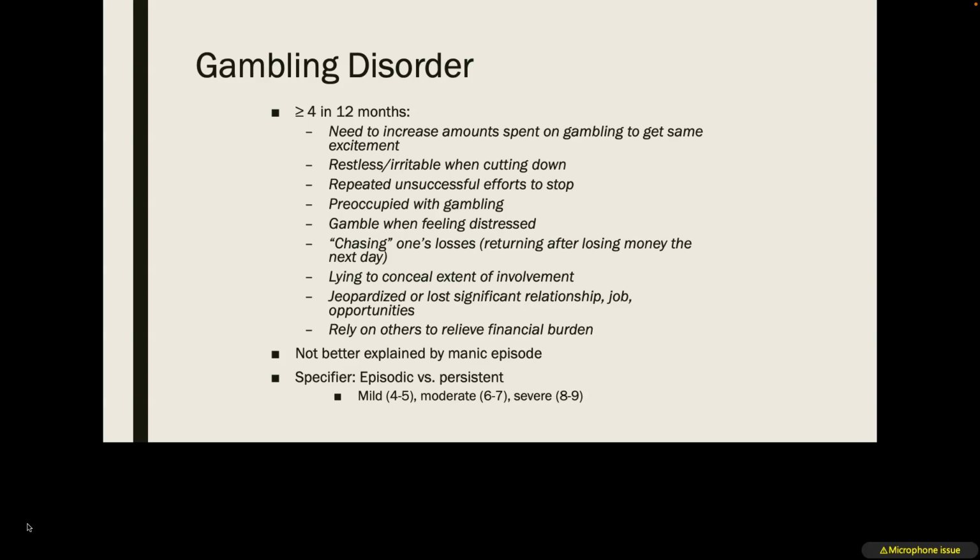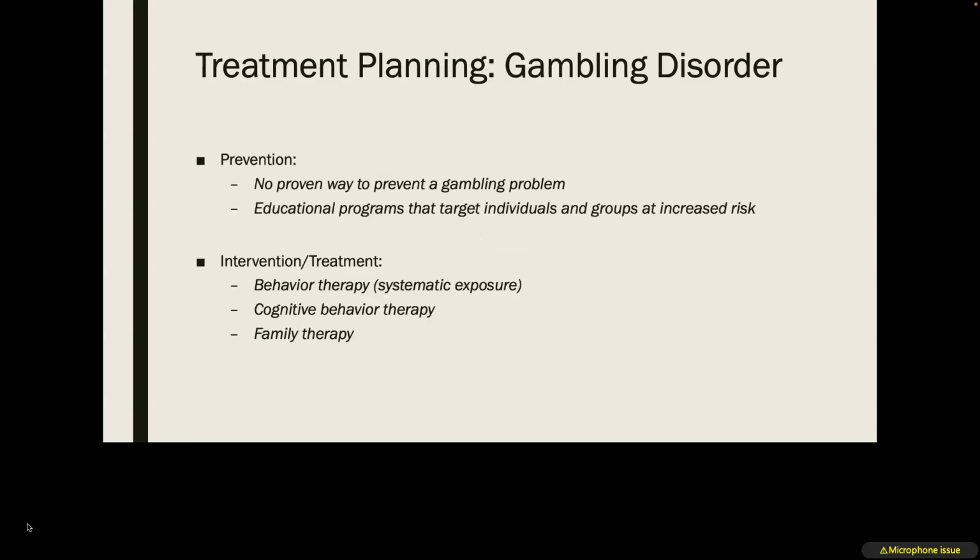And so gambling disorder, to come back to this slide, is another fairly common one that you'll see in the field of mental health, and you can see here what the different criteria are for diagnostics. Again, I'm not going to spend a lot of time there. I think the treatment planning aspect for gambling disorder is also interesting. What the literature shows is there's no real proven way to prevent a gambling disorder, but we can target individuals and groups at risk with psychoeducation and things like that. You might often see interventions or treatment strategies based in CBT, behavior therapy specifically, and also in family systems work.